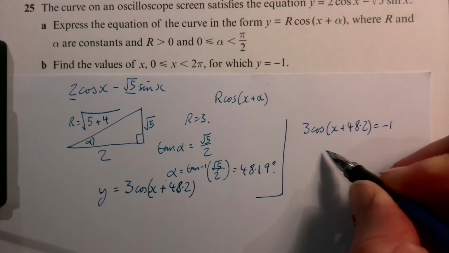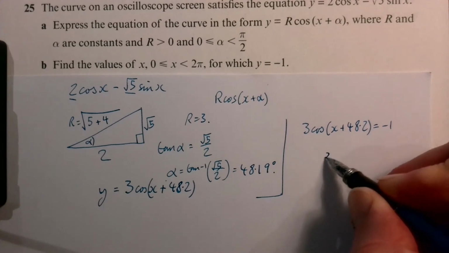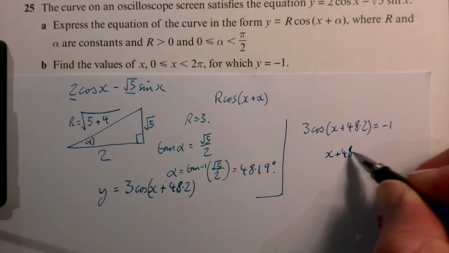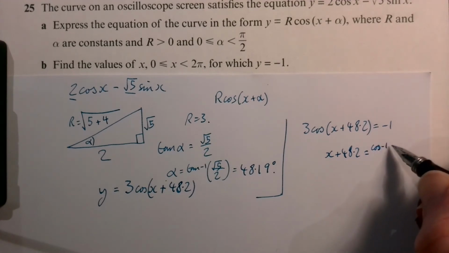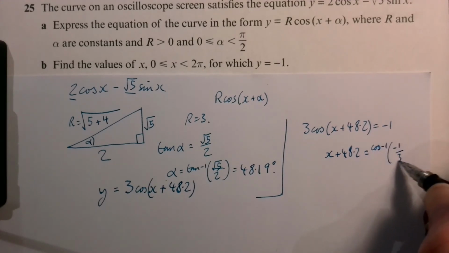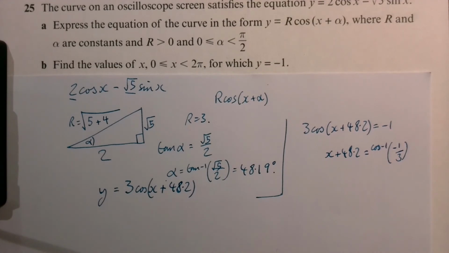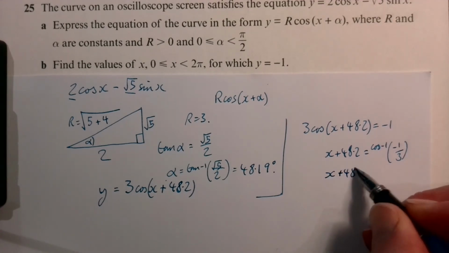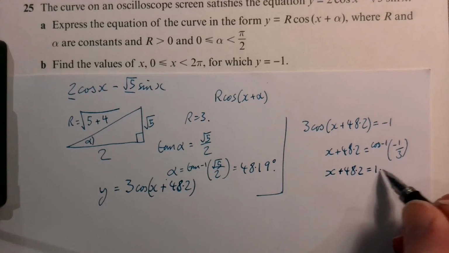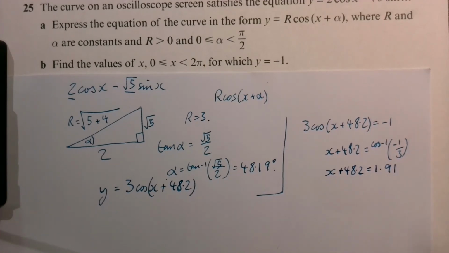So we're then going to have divide by 3 and then inverse of cos. So cos minus 1 negative a third, and that gives us x plus 48.2 is equal to 1.91. So we need to draw the curve for that before we mess around with it.